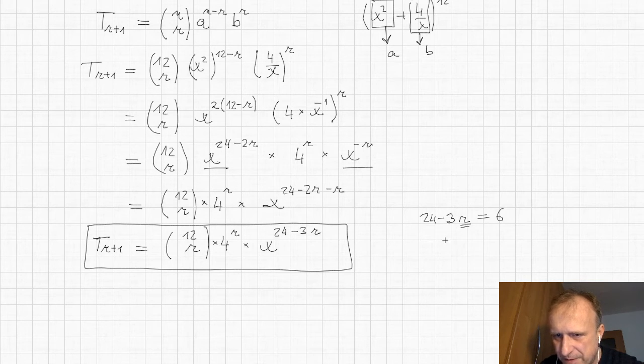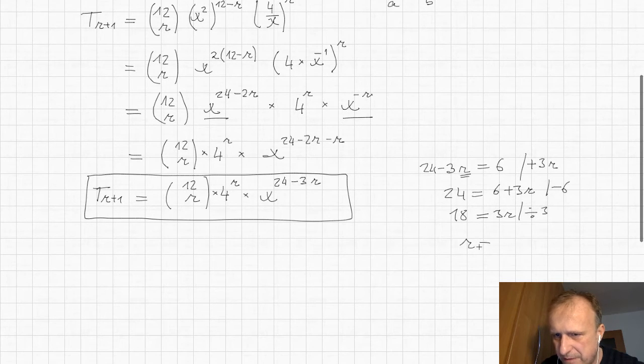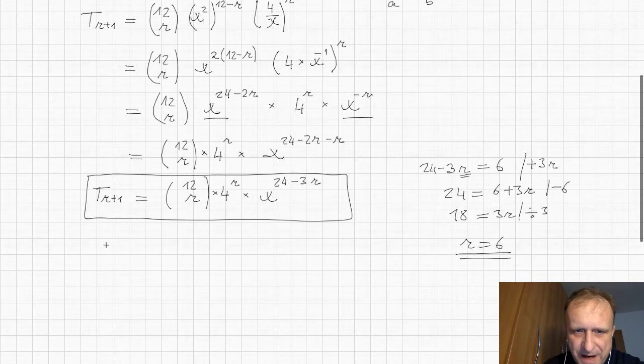So you see, 24 equals 6 plus 3r. I got it by adding 3r to both sides. I can subtract 6, so I can end up with 18 equals 3r. Now dividing by 3, I get r equal to 6. So r is 6, so it means that our term, which contains x to the power of 6, is the term t sub 6 plus 1.